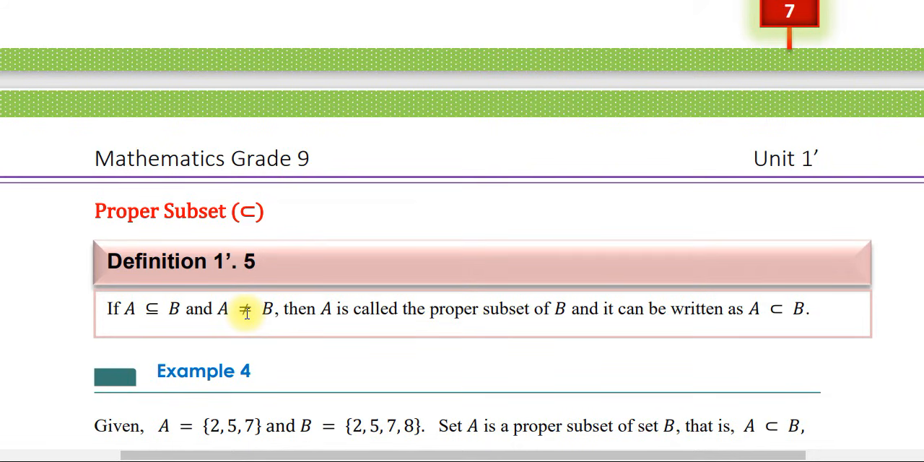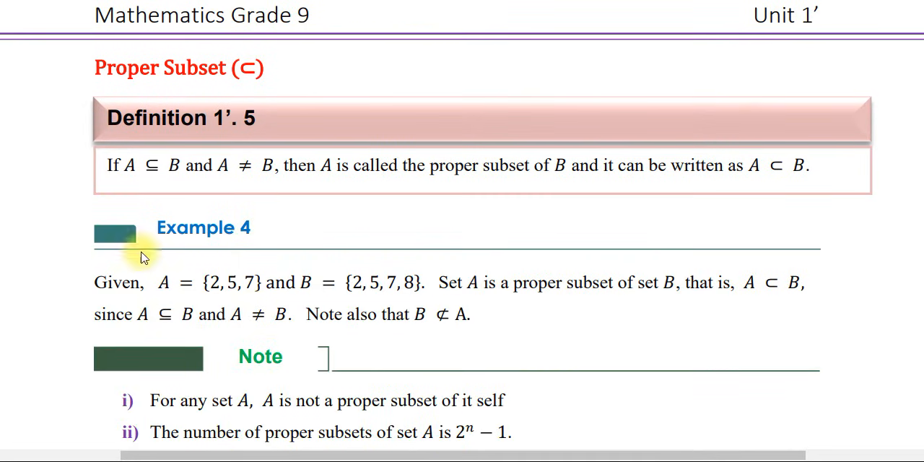ፕሮፐር ሳብሴት ኦፍ ቢ ነው እንላለን ማለት ነው። ለምሳሌ given A which is equal to the set containing 2 5 7 ኦኬ 2 5 7 እንግዲህ ኤ ላይ ያሉ ኤሌመንቶች ናቸው። ሴት ቢ ላይ ያሉ ኤሌመንቶች ደግሞ 2 5 7 8 እንደምታዩት ኤ እና ቢ ኢኳል አይደሉም። So A is a proper subset of B.